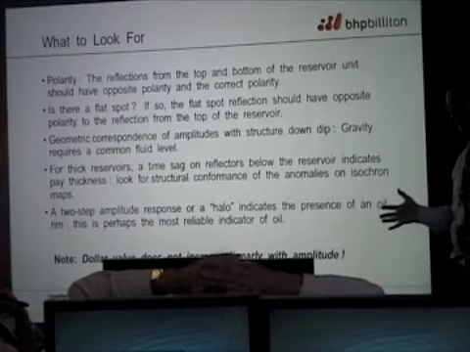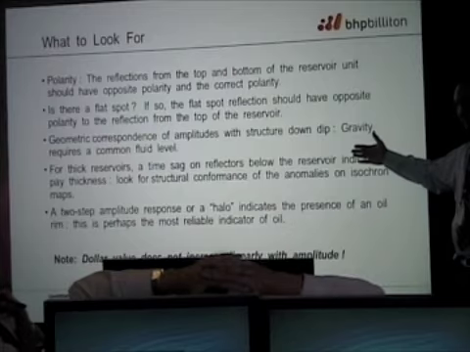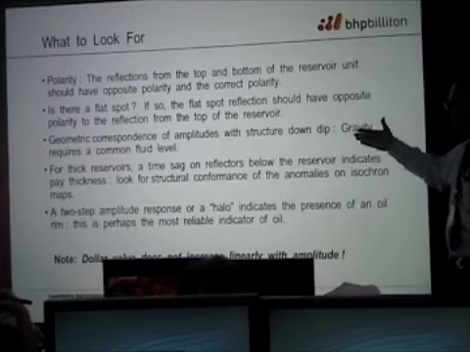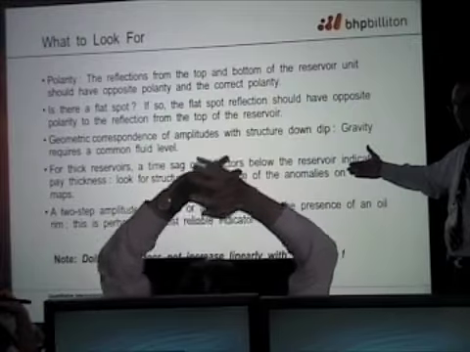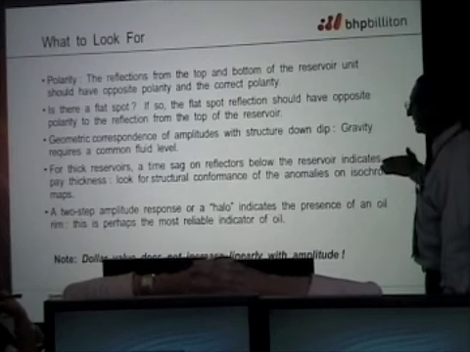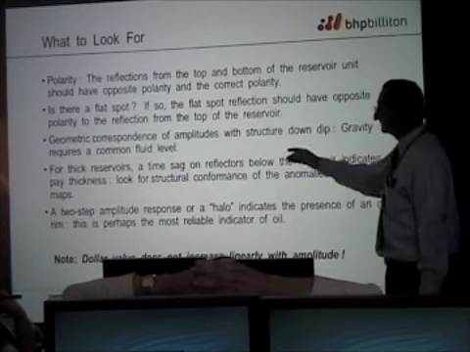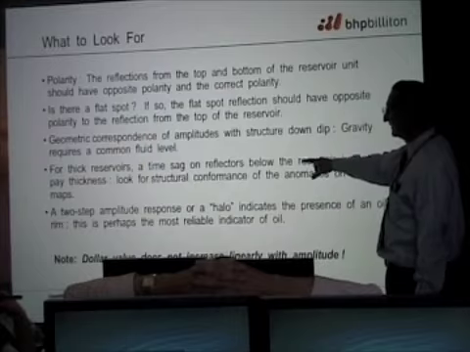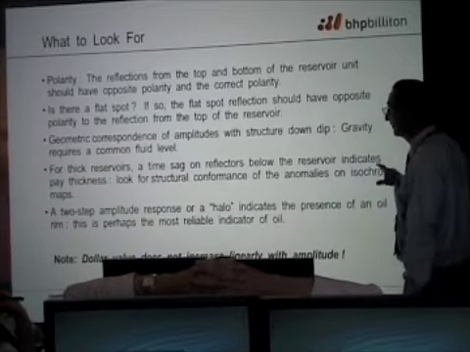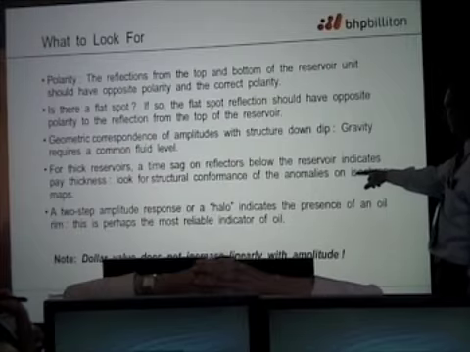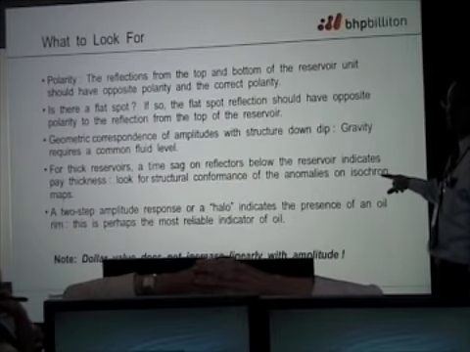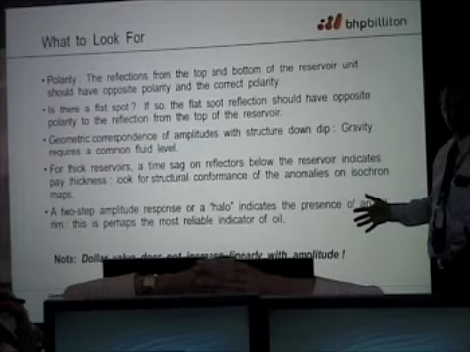When you have stratigraphic variation, and often you do have a stratigraphic component to your trap, sometimes this is difficult to observe. It will reduce your confidence if you don't see structural conformance, I can promise you that. For thick reservoirs, and only for thick hydrocarbon columns, I should say, the time sag on the reflectors below the reservoir indicates pay thickness. Look for structural conformance of the anomalies on isochron maps. All I'm saying is look for time sags.